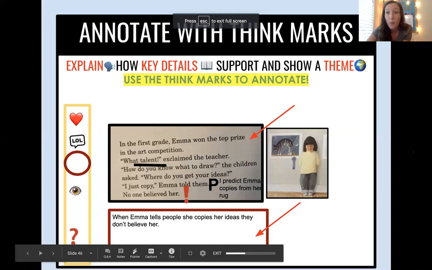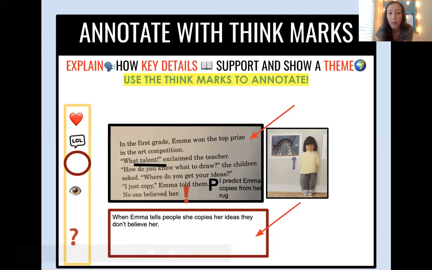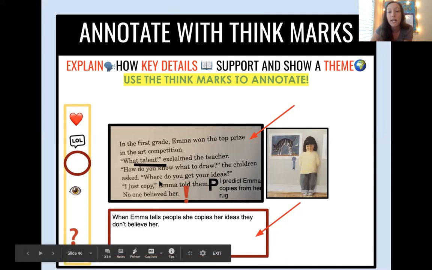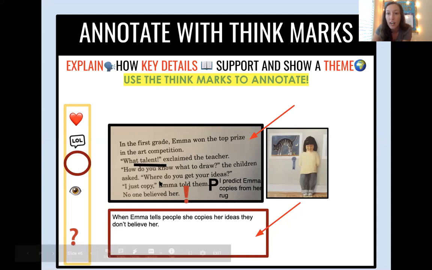We are done using our think marks, and we are done because we now made a sentence about what this page is about. So not only when you use your think marks, yes, you use them to annotate, but you also need to make a sentence when you're done telling what the page is mostly about. So we underline the word talent because that's what this page is mostly about, how she wins her awards for her talent. We predicted that when she says, I just copy, that she copies from her rug. And we knew it was surprising when no one believed her. So after we annotated using all those think marks, we made a sentence explaining that when Emma tells people she copies her ideas, they don't believe her.